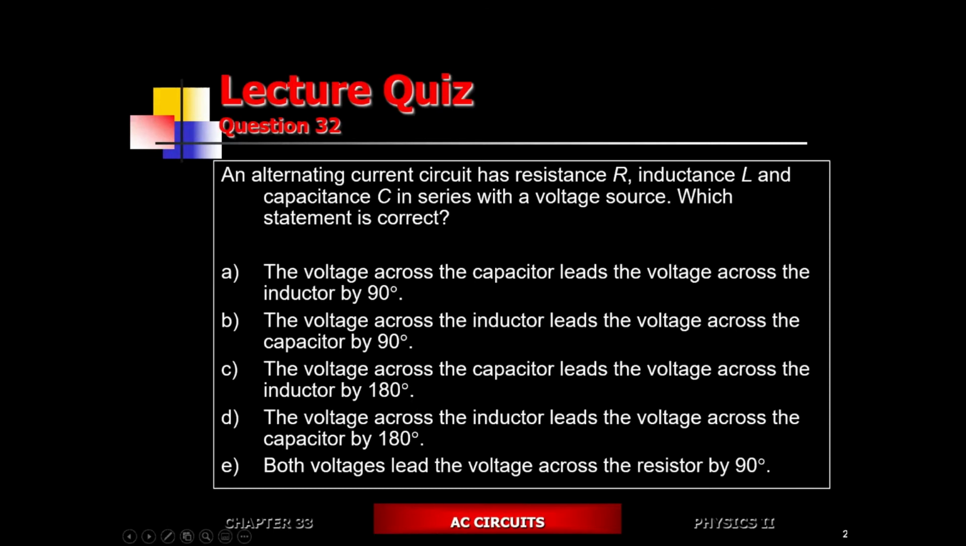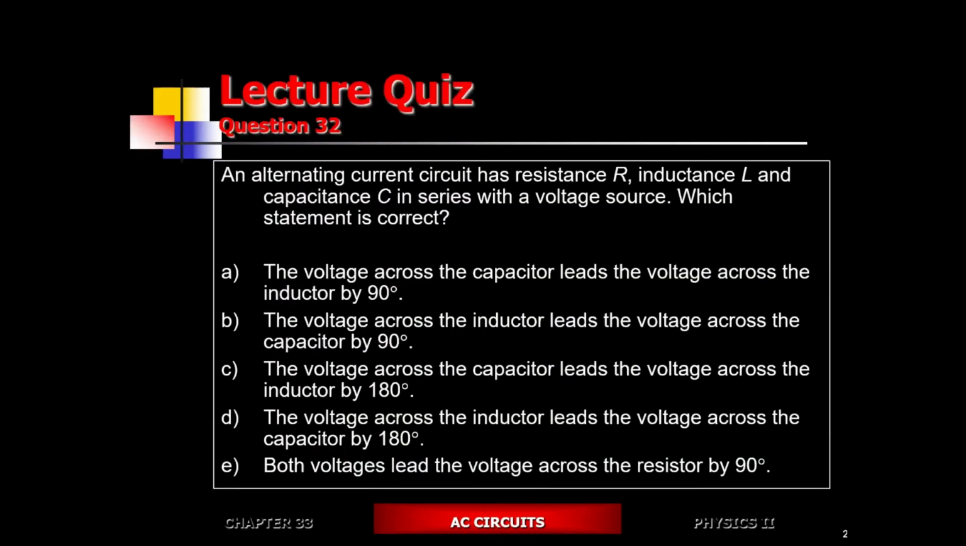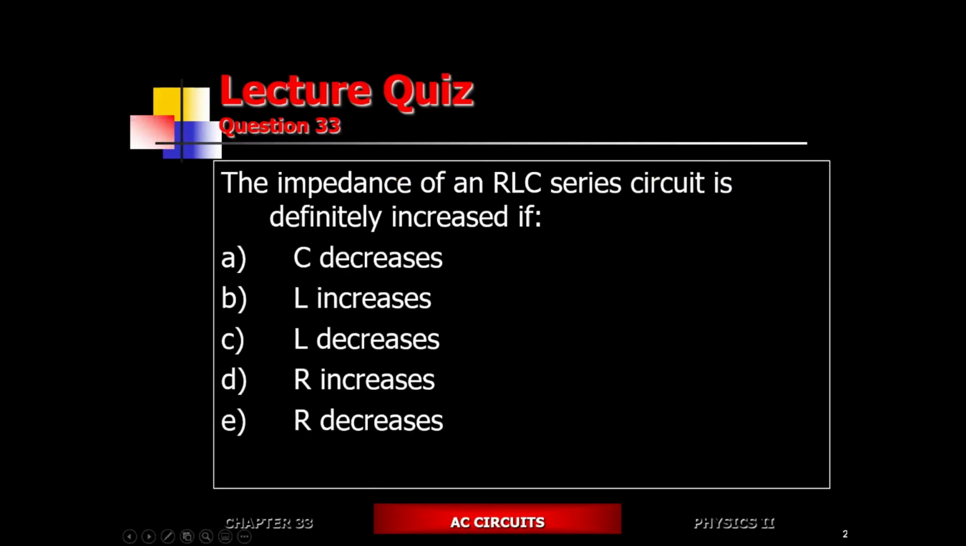So based upon everything that we discussed, the voltage across the inductor is going to lead the voltage across the capacitor by 100 milliamps. So that's what we have to look for. I think that's the case. D is the best answer. So that makes sense. All right, so the impedance of an RLC circuit is definitely increased.